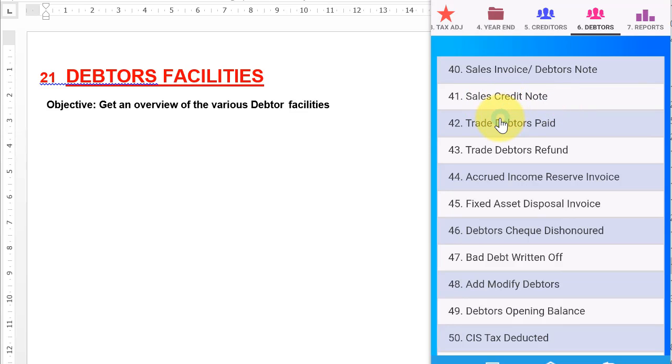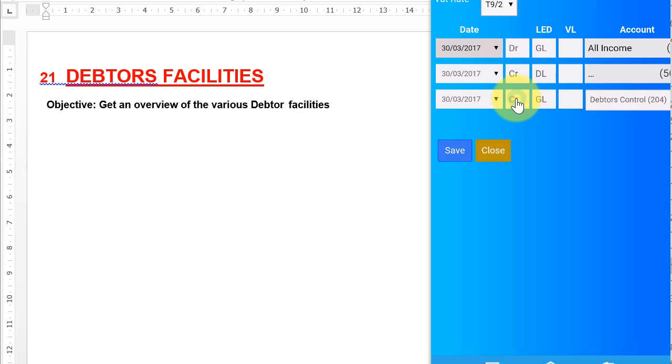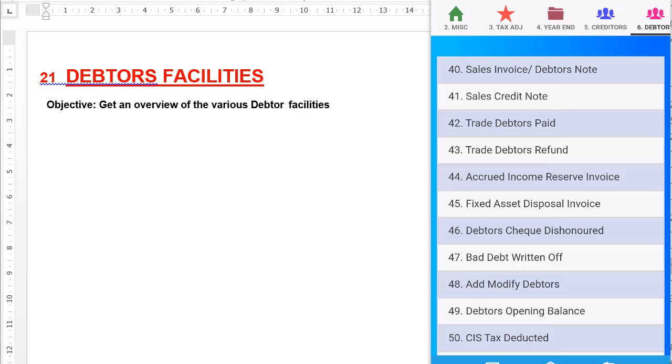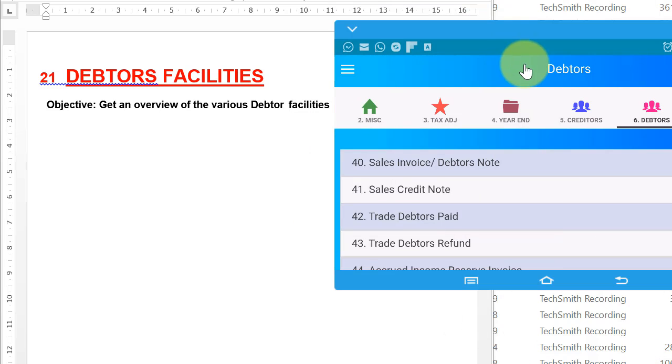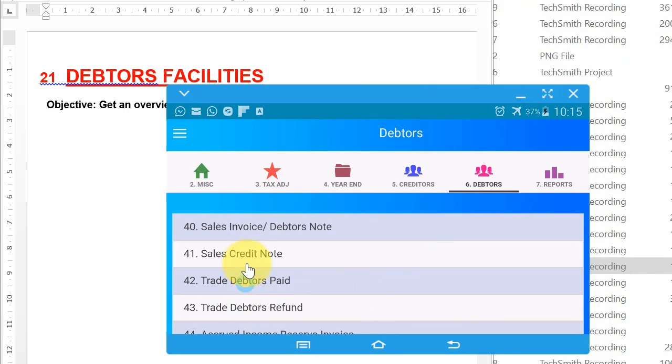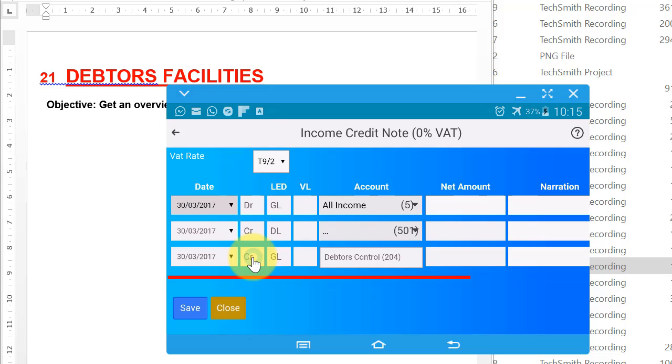Then below here, we've got Form 41 for recording a sales credit note. Now, a credit note has got an opposite effect to an invoice. Now, let's change the orientation to see a little bit more. So we're still in debtors here. That's a sales invoice, and this is a sales credit note. It reduces the amount owed by the debtor.